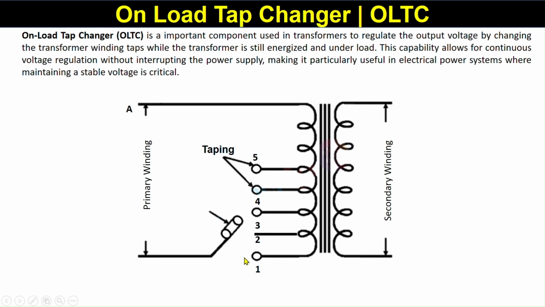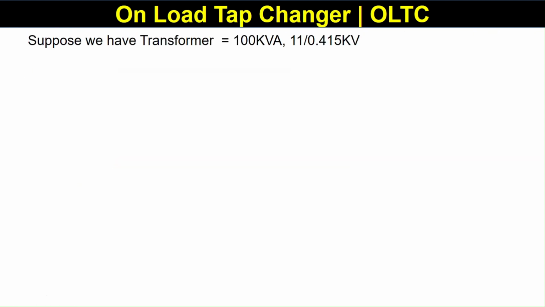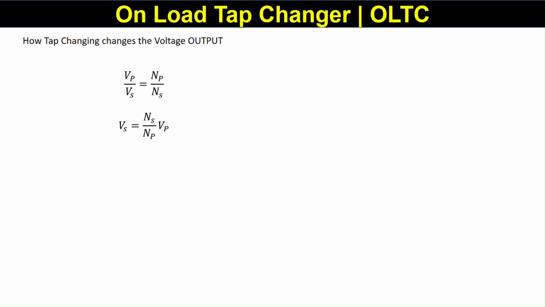With the help of a number of tappings, if you put this position here, the number of turns on the primary side will increase, and here it will decrease. With the help of changing the number of turns on the primary side, we can change the output voltage.